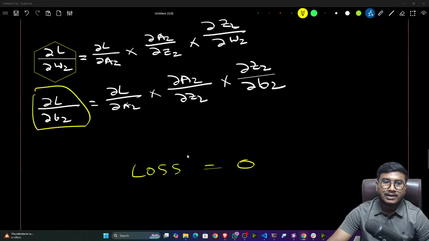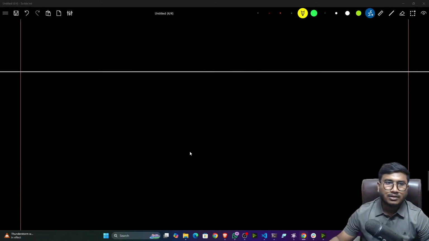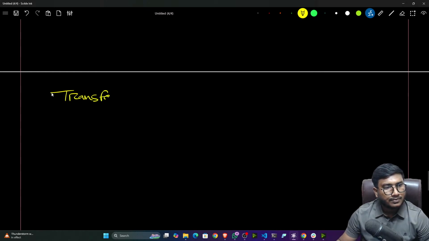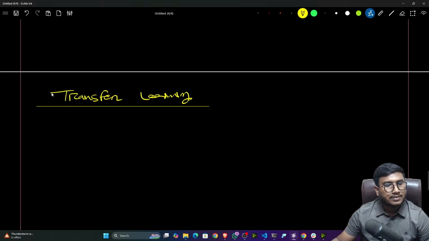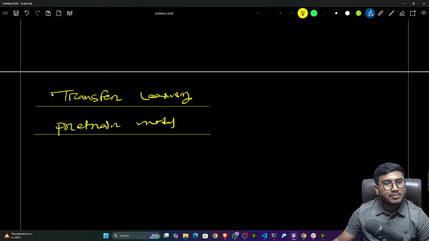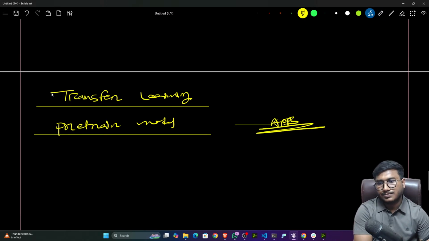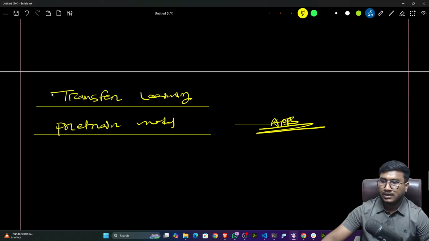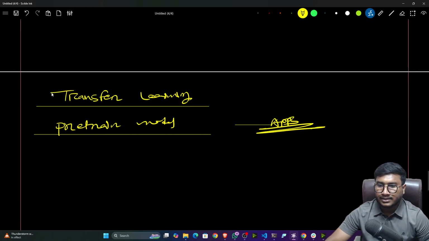And now going forward, guys, from the next session onward we'll be starting a very interesting concept called transfer learning. Transfer learning. That means we'll be working with the pre-trained model. And here we'll be building applications. So next class onward, guys, I'm starting transfer learning in CNN, and we'll be working with the pre-trained model.